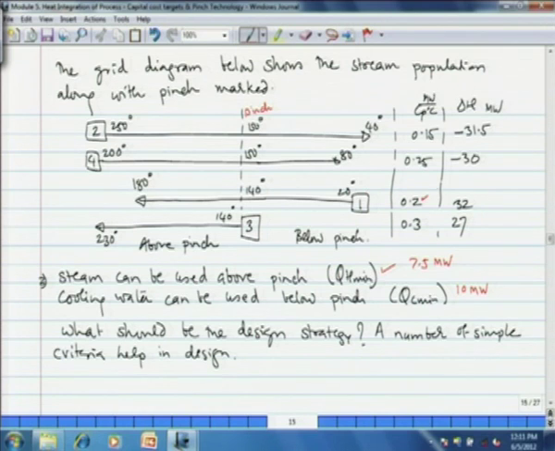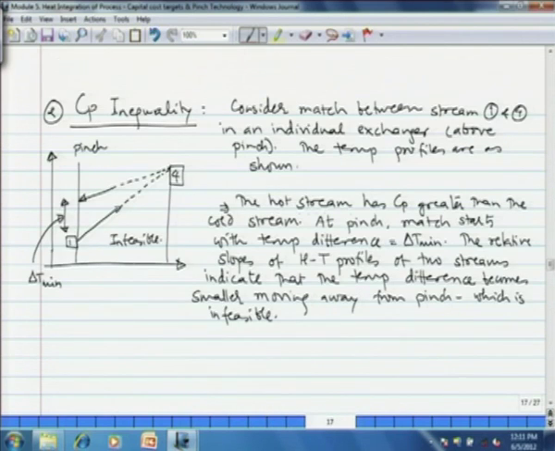Stream 1 has CP of 0.2, stream 4 has CP of 0.25, and we are considering the above pinch region, that means this region which I am marking now, red dotted. Now, since the hot stream has a CP greater than the cold stream, at pinch the match starts with temperature difference equal to delta T min, and if you see the relative slopes of the HT profile of the two streams, these indicate that the temperature difference becomes smaller as we move away from the pinch.